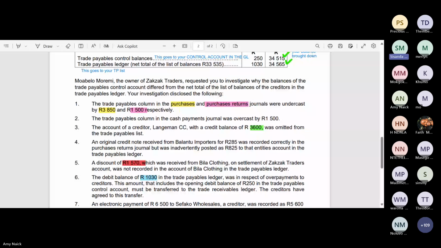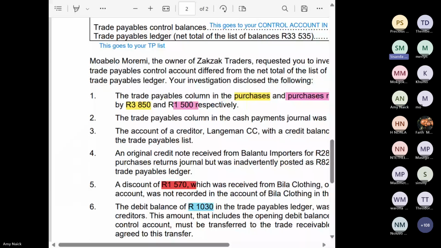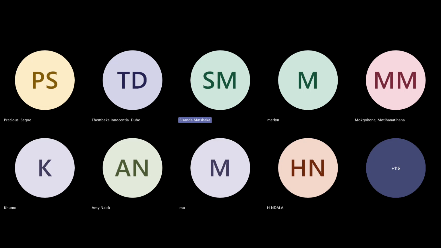So there's a question in the chat. It says, I'd like to know how do we know where we record the transactions, considering the fact that we have to post them in the list and the trade payables ledger. So that's the question. You mentioned that quite a number of times.